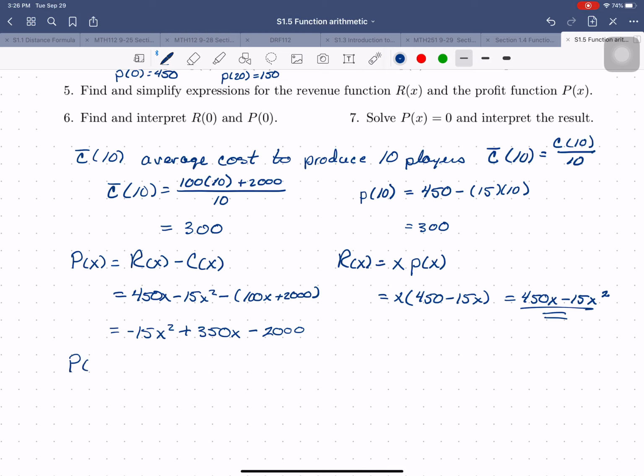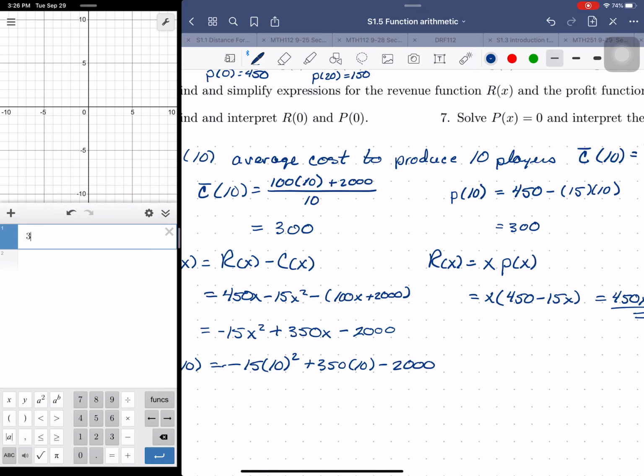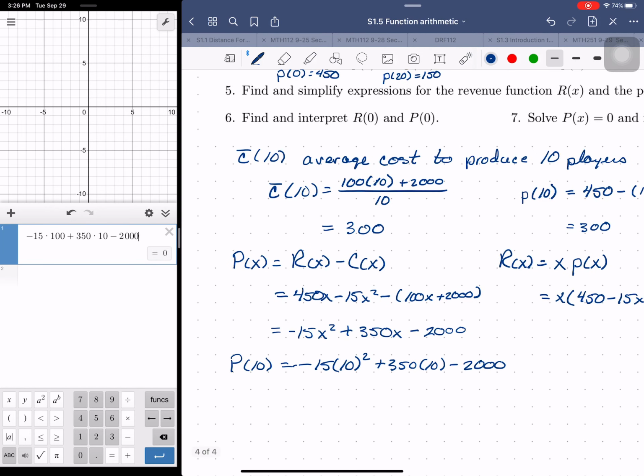So let's go back to the 10 item example. If I want to find my profit if I made 10 players, that'd be negative 15 times 10 squared plus 350 times 10 minus 2,000. Let's do that in Desmos. Negative 15 times 100 plus 350 times 10 minus 2,000 is 0. That's what I thought was going to happen. So P of 10 equals 0. That means if I make and sell 10 players, I make no money, but I lose no money. So 10 players is my break-even point.